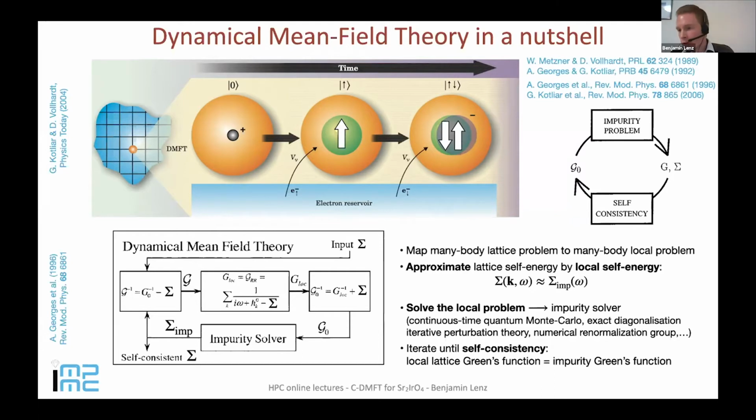The important and costly part here is actually to solve the impurity problem. This is something you can still not do exactly analytically, so you have to use approximative techniques, so-called impurity solvers. I've just listed a few. They all have advantages and disadvantages, but generally speaking, this is the important and the costly part.